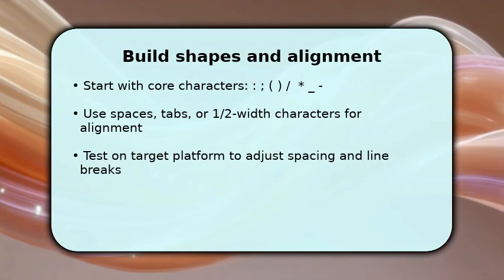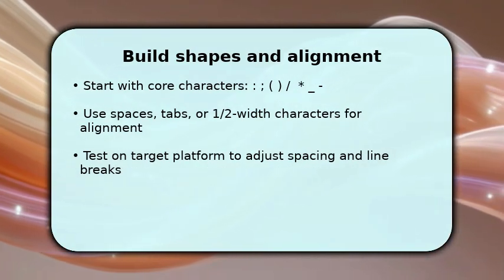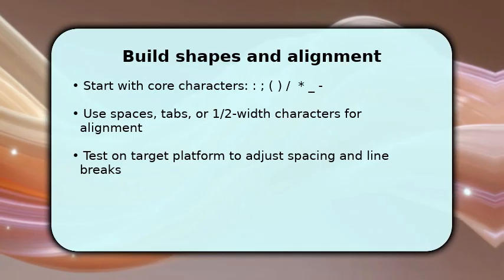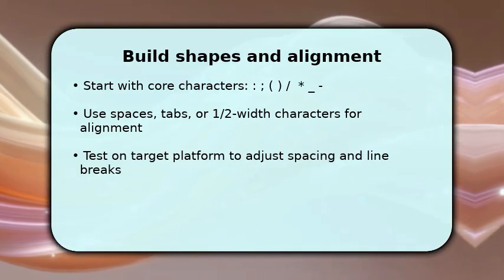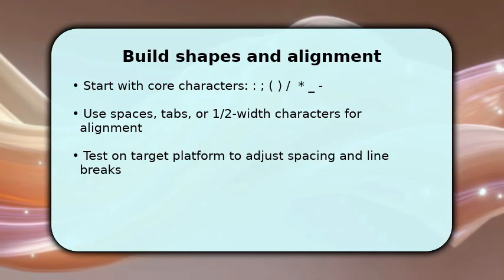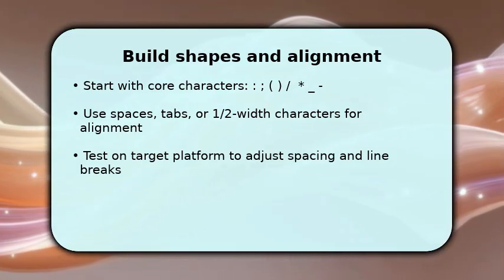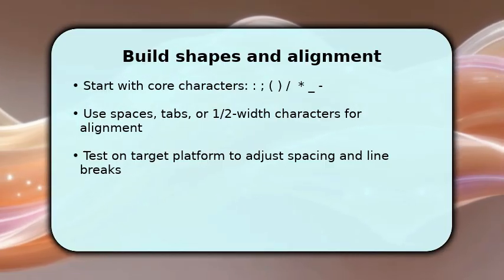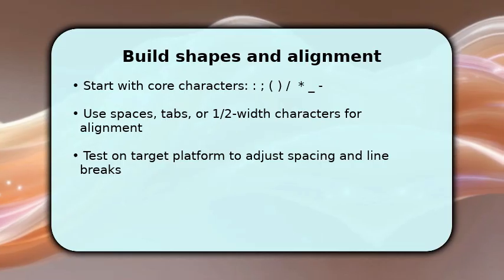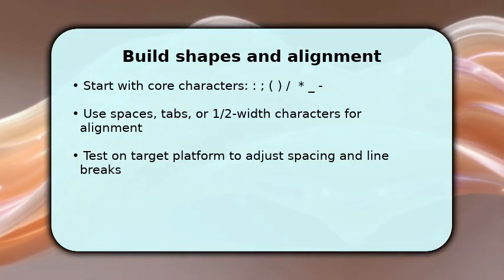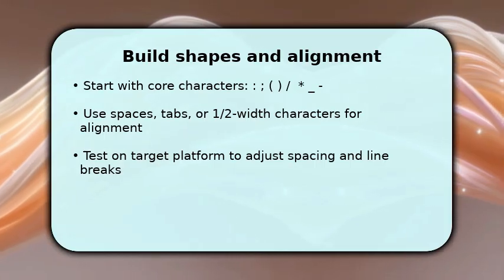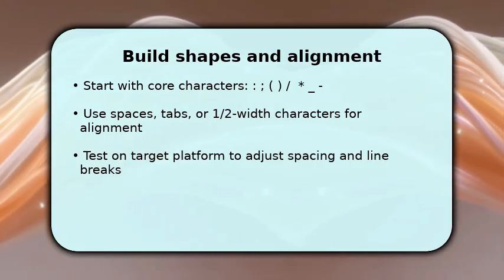You now construct the body of the emoji. Begin with the core characters like colon, semicolon, parentheses, slashes, and asterisk to form eyes, mouths, and accents. These are the building blocks. Once done, use spaces and tabs or half-width characters to fine-tune horizontal spacing and rely on monospace to keep columns steady. Make sure to test on the actual platform because rendering differs. Tweak line breaks and character choice until the shape reads clearly.